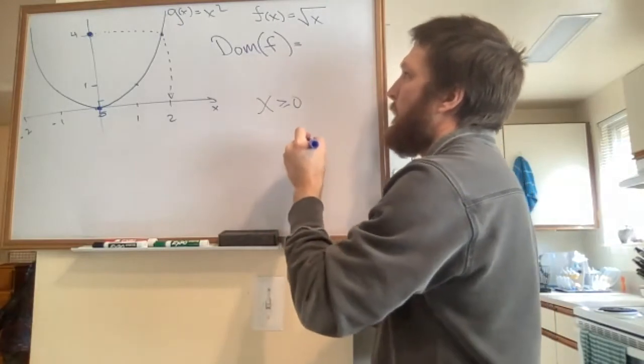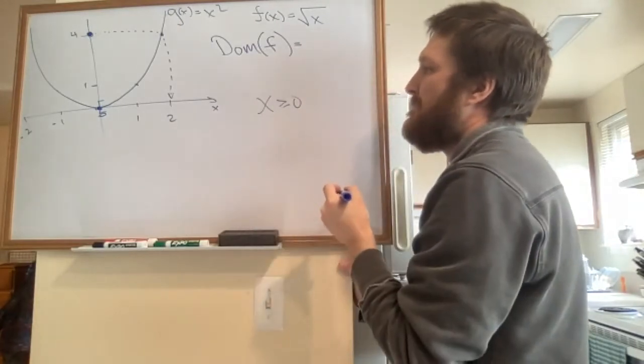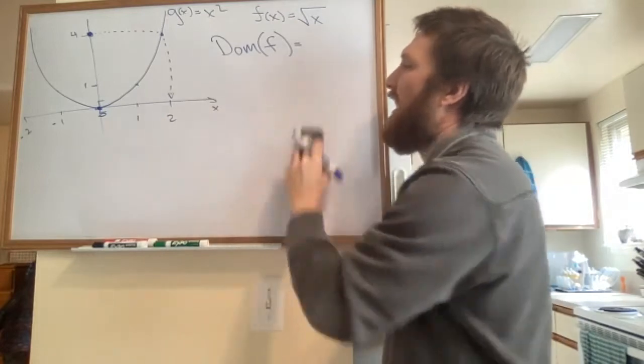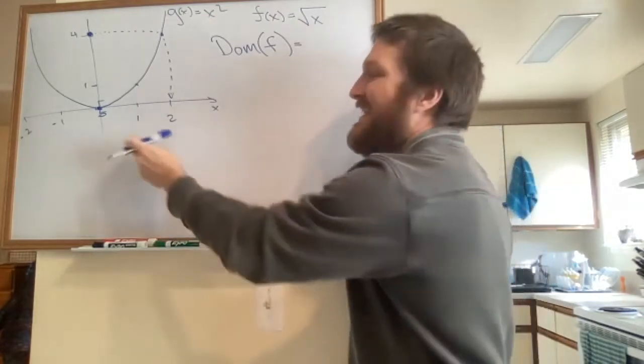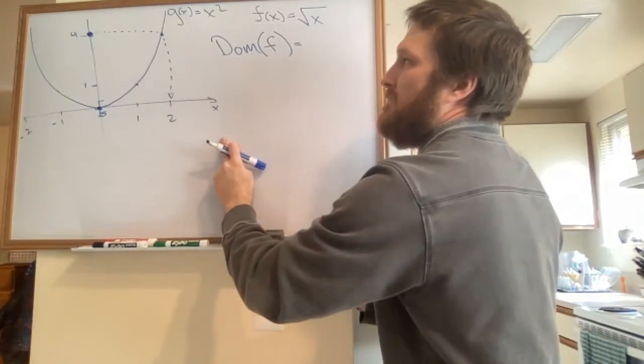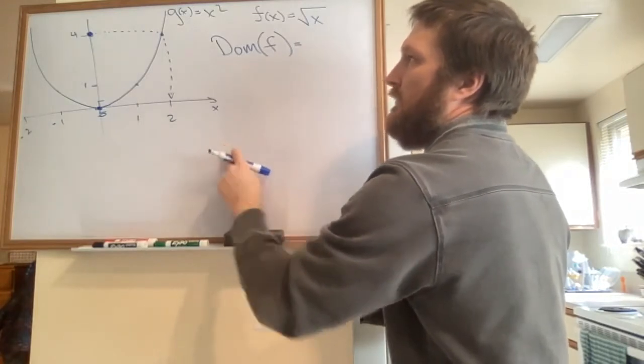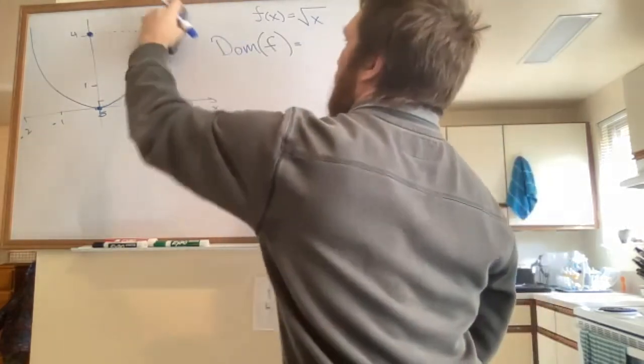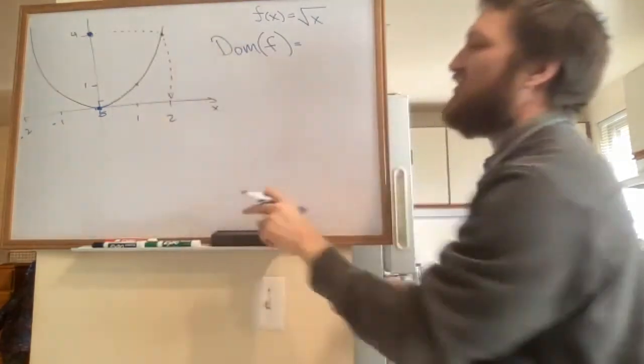So what is the domain here? How would you write this as an interval? Aren't any negative numbers allowed too? Oh, wait. X squared. We're not talking about this guy. We're talking about the square root now.